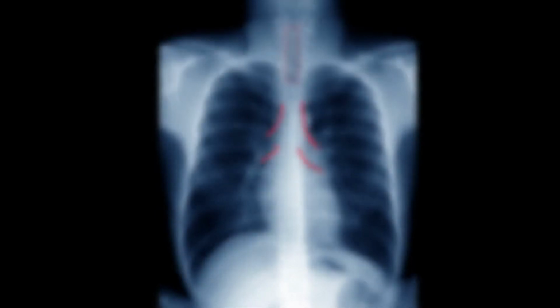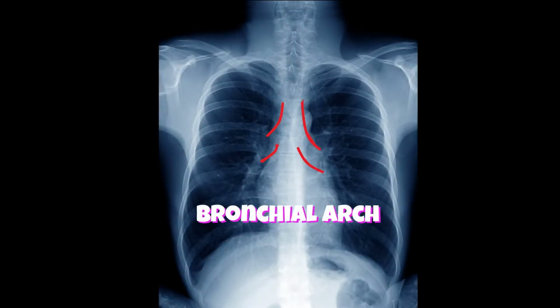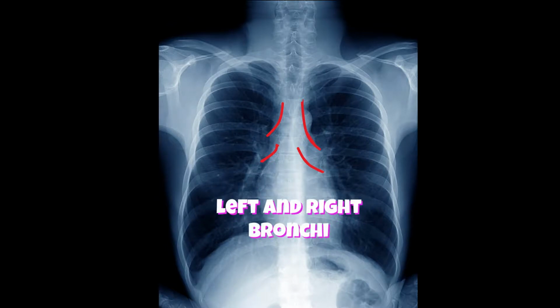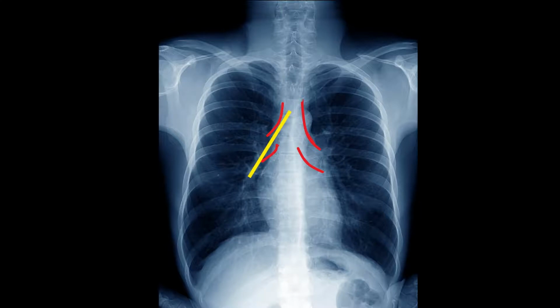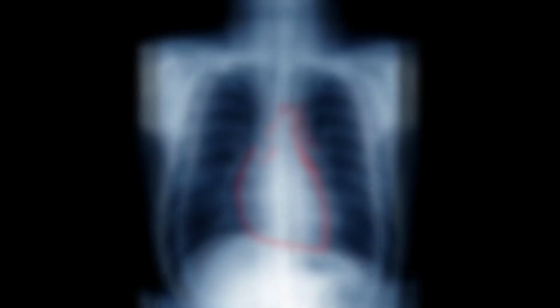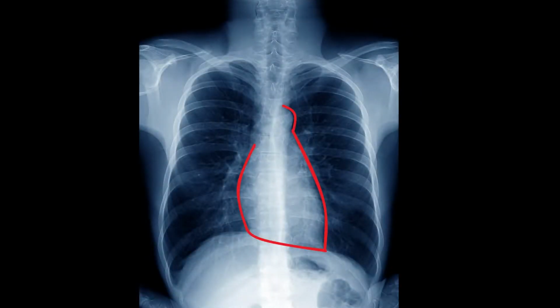We then move down to the bronchial arch, which subdivides into the left and the right main bronchi. The right main bronchus is slightly more vertical and higher compared to the left, and this is significant in cases of foreign body insertion because it's much more likely to go down this route and end up in the right lung.